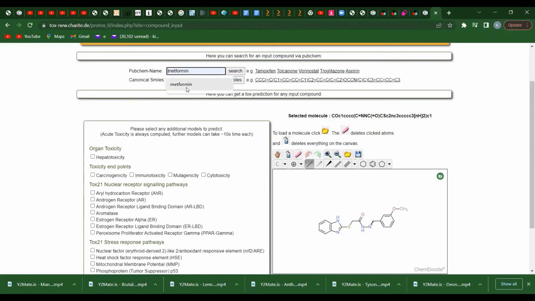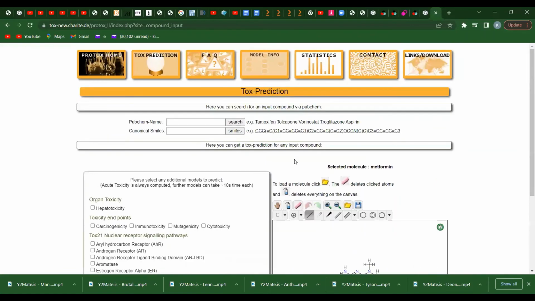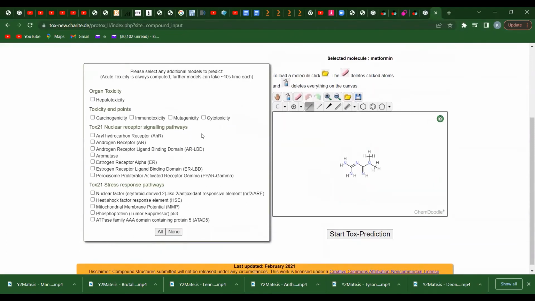Now let's go back to metformin. Let's use metformin. Now, the next thing is we want to see how toxic this compound is, this drug or any drug you are working with. We can look at organ toxicity. Is it toxic against the liver? If you want to look at that, you check that. Is it carcinogenic? Can this drug cause cancer? You can check it. Is it immunotoxic? Is it toxic to the immune system? You can do that also.